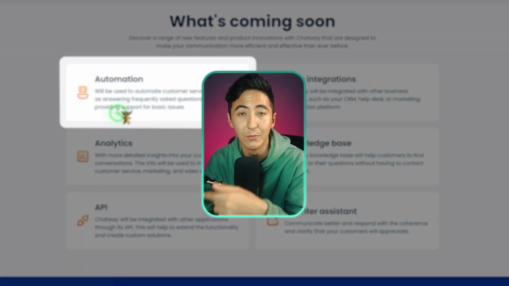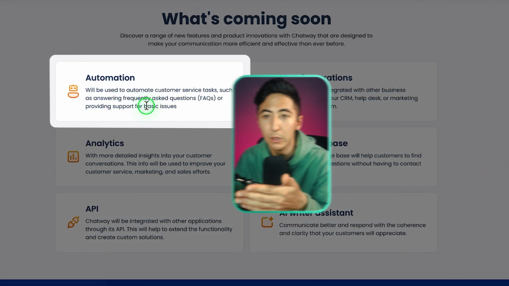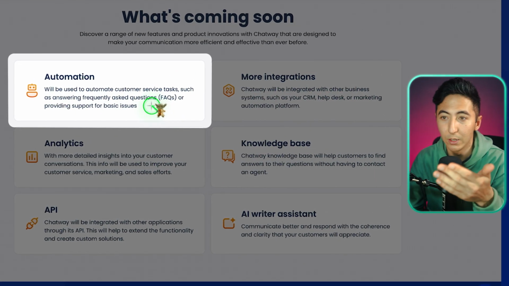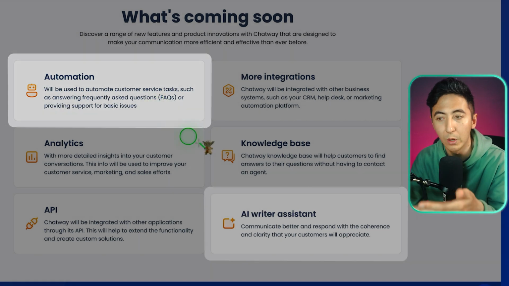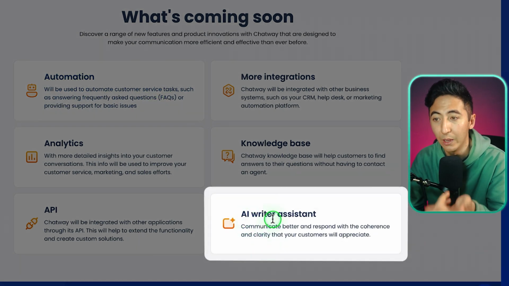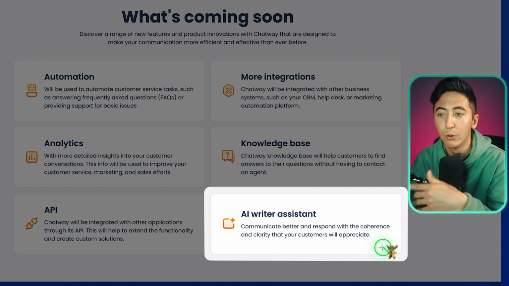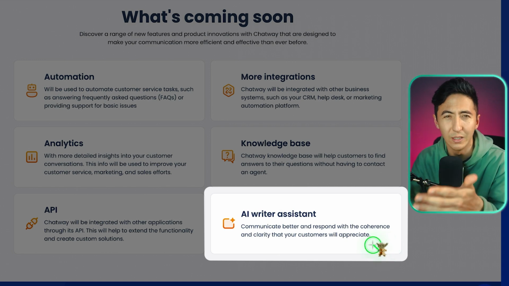Now, the thing about Chatway, it's not a generic AI chatbot. This is something where if somebody is messaging you on your website, you will get real-time notification and you can communicate with them automatically. Now, they do have different types of AI and automation built into it, so you can use automations to answer things like customer service tasks and answer frequently asked questions or provide basic support. And they do have an AI feature that's an AI writer assistant, so you can communicate better, respond with coherence and clarity, so it's just going to clean up your messages.